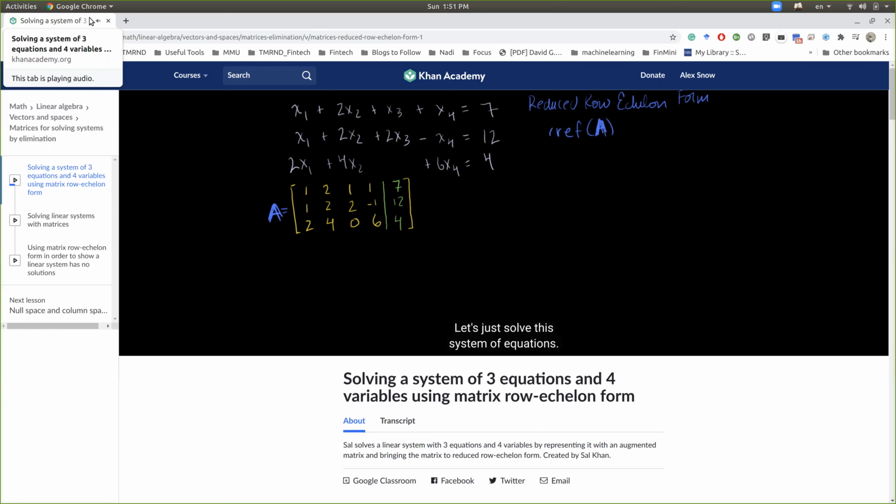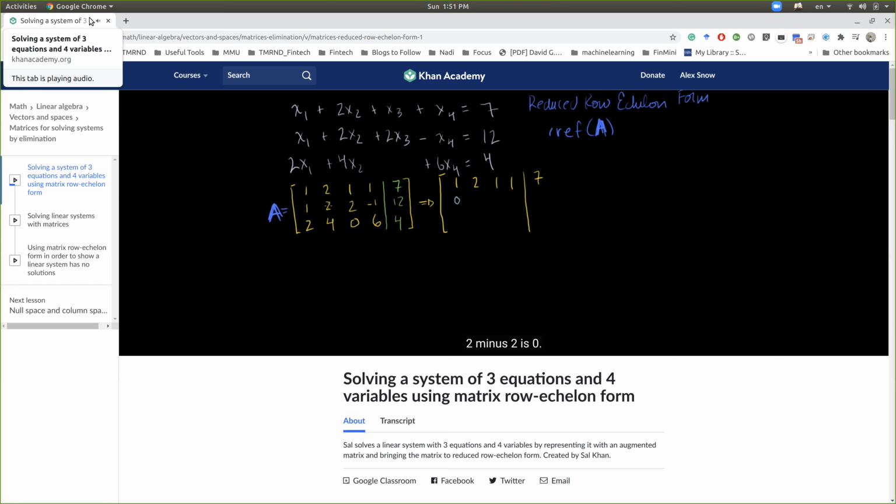So the first thing I want to do is, in an ideal world, get all of these guys right here to be 0. So let me replace this guy with the first entry minus the second entry. The first row isn't going to change. It's going to be 1, 2, 1, 1, and then I get a 7 right there. That's my first row. Now the second row, I'm going to replace it with the first row minus the second row. So what do I get? 1 minus 1 is 0.